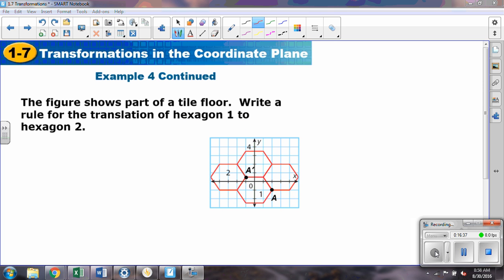Now here's one where we are working backward. Instead of having the rule, we want you to describe it. So we are moving from hexagon 1 over to hexagon 2. How did we do it? Well, it's definitely a translation. But how did we translate it over? How far to the left and how far up?